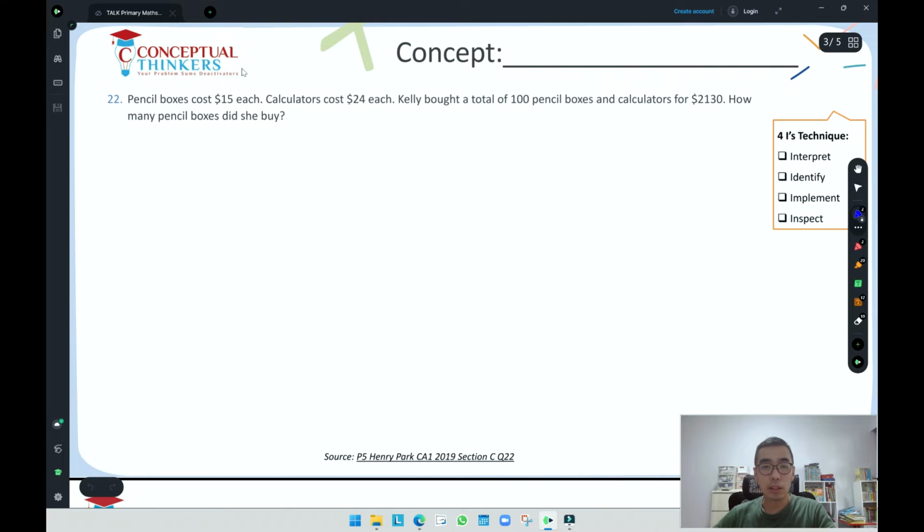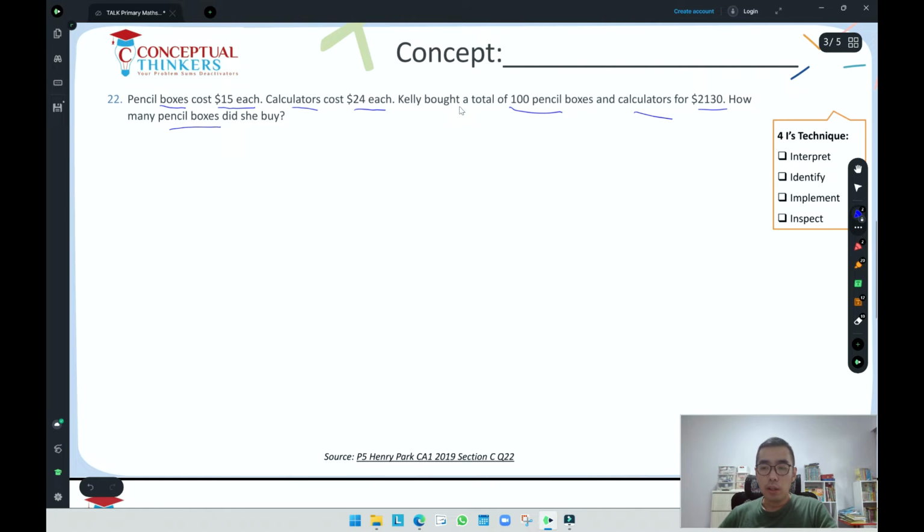Let me just underline the key words. We have pencil boxes that cost $15 each. Then we also have calculators. Each will cost $24. Kelly bought a total of 100 pencil boxes and calculators. So the total cost will be $2,130. They want to ask how many pencil boxes she bought.